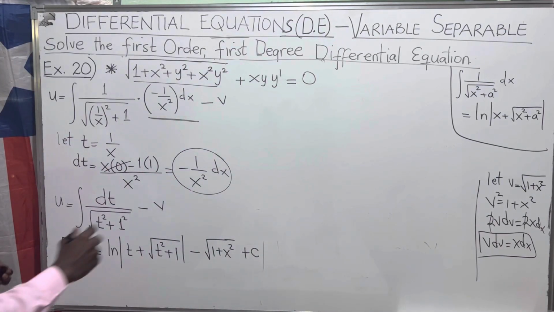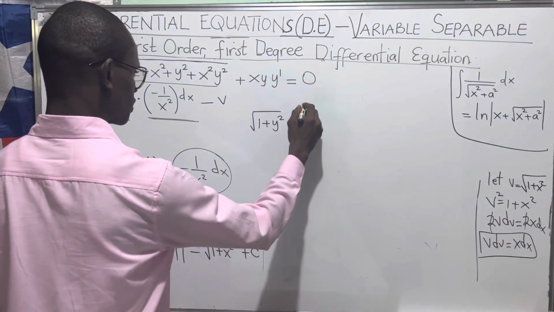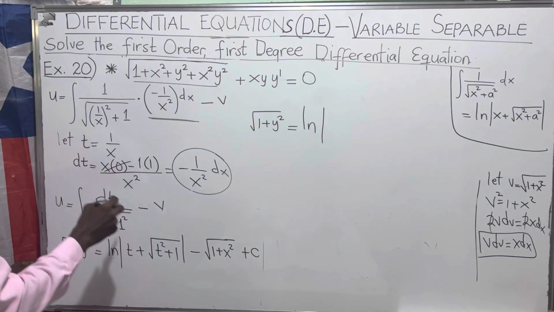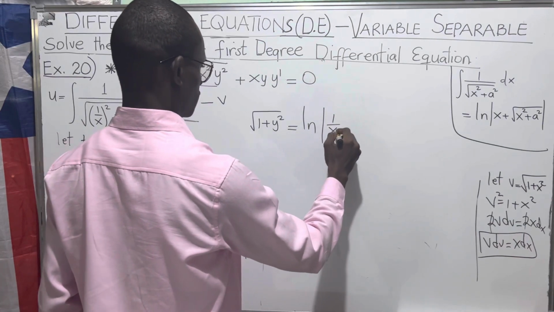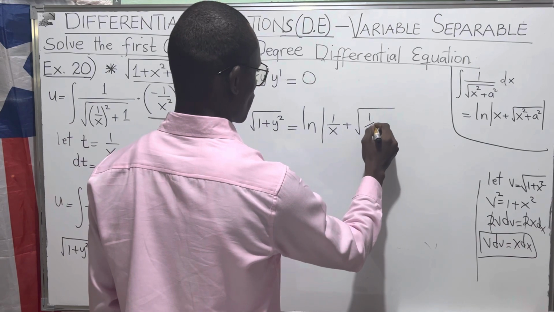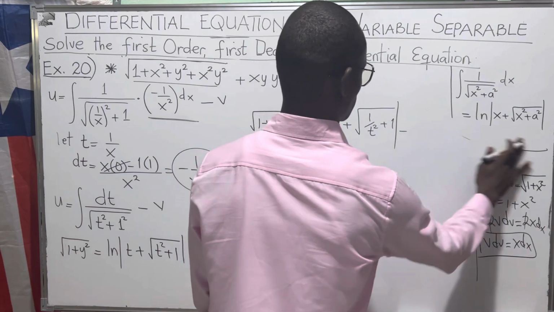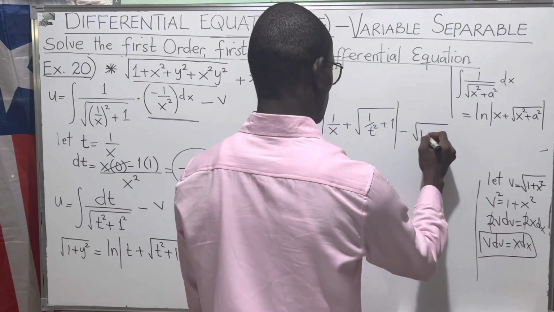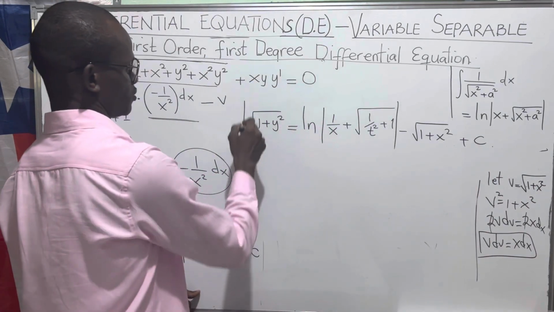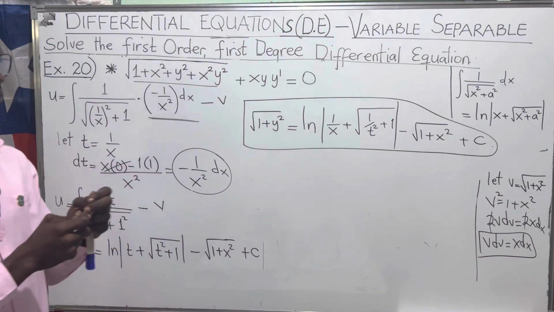So we have the root of 1 plus y squared equals the ln of t. What is t? t was just 1 over x. So 1 over x plus the root of (1 over x) squared plus 1, minus the root of 1 plus x squared, plus some arbitrary constant c. So this is our general solution of the differential equation.